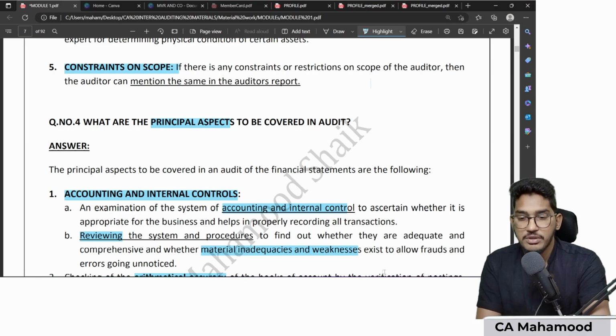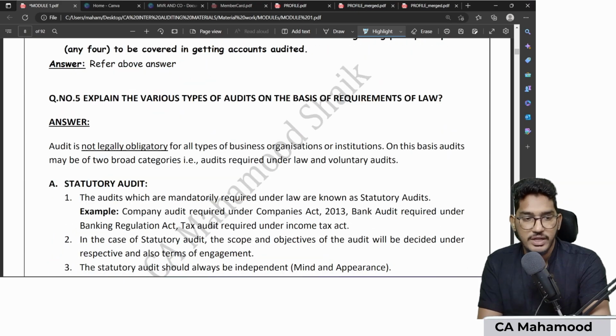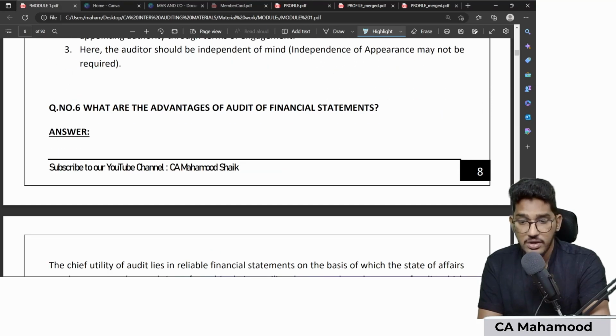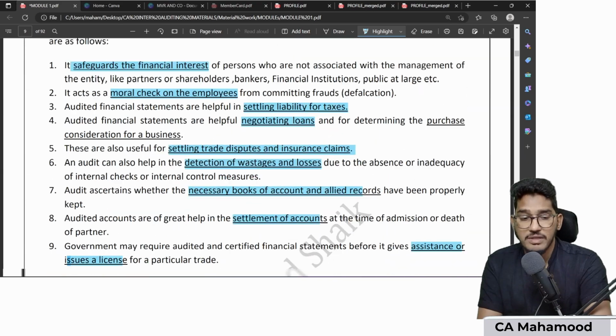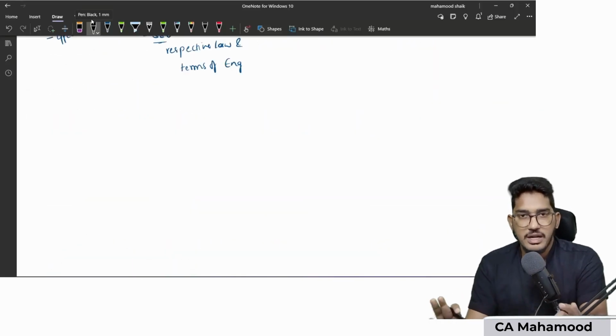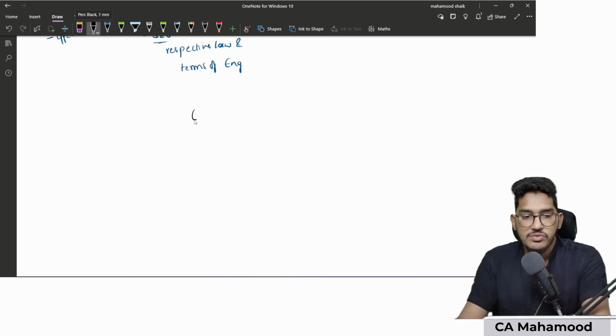So this is what question number 4 is about. Question number 5 we have already completed, which is regarding different types of audit on the basis of requirements of law. Question number 6 also I have covered, what are the various advantages. Now we will try to understand the remaining concepts regarding this particular chapter. So first we will talk about qualities of an auditor.